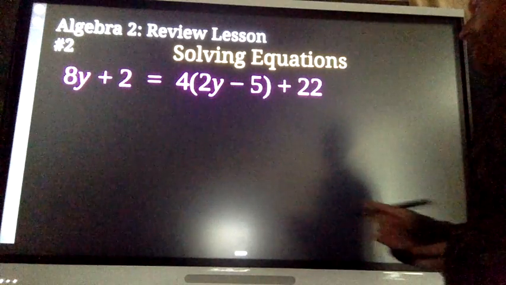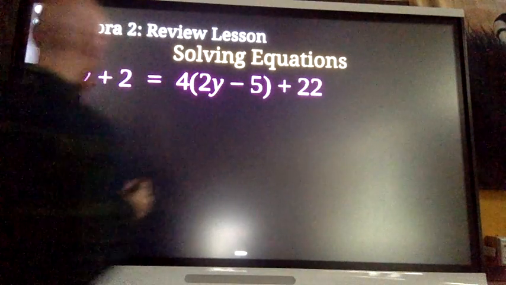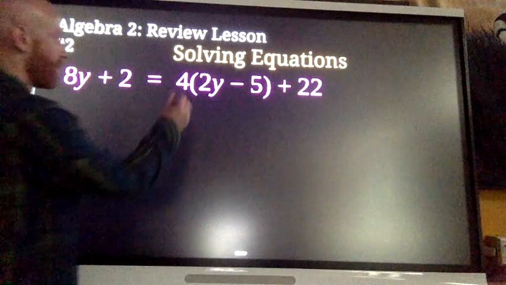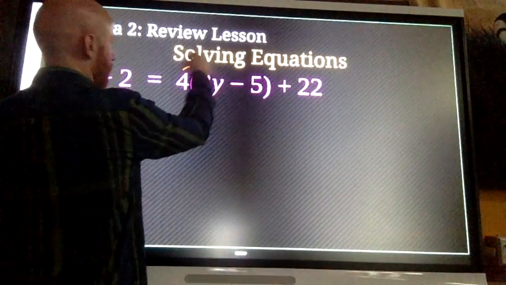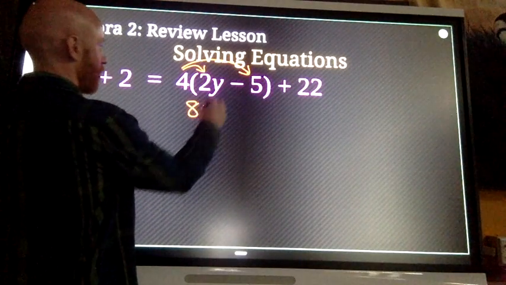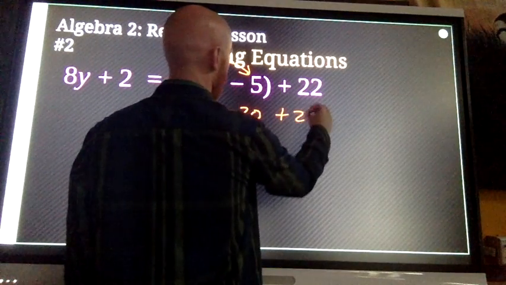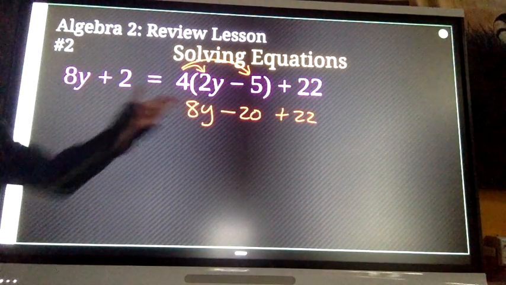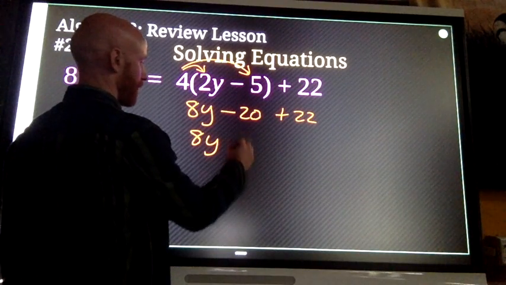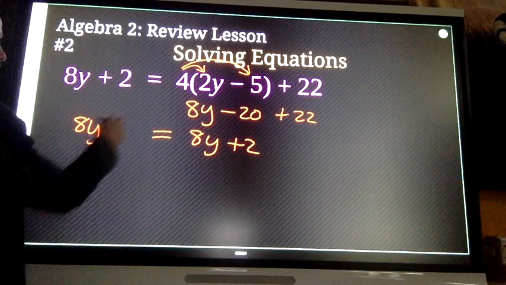The other thing that can happen if you've got variables in multiple locations is this. The left side is simplified as far as it can get simplified. I'm going to simplify the right side. 4 multiplies each of the terms. I'll distribute the 4. So we've got 8y minus 20, plus 22. Combine like terms: 8y plus 2. And that is equal to 8y plus 2.